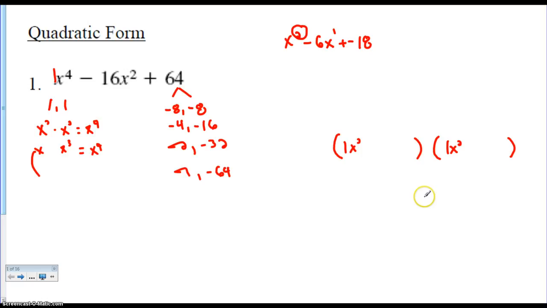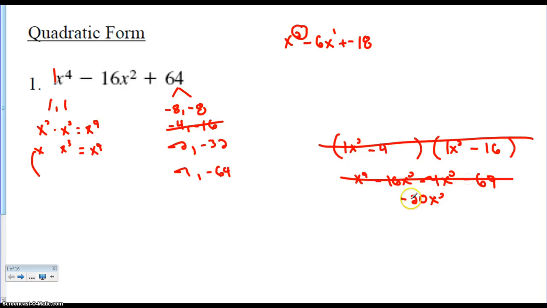Okay? Well, now I play the guess and check game of trying to figure out what times what gets me negative 64, and then what can I put in that gets me a negative 16. So look, if I put a negative 4 and a negative 16, I know that I have x to the fourth minus 16x squared, all I'm doing is multiplying, minus 4x squared minus 64. Well, that doesn't work because I get negative 20x squared. So I know this is not an option.